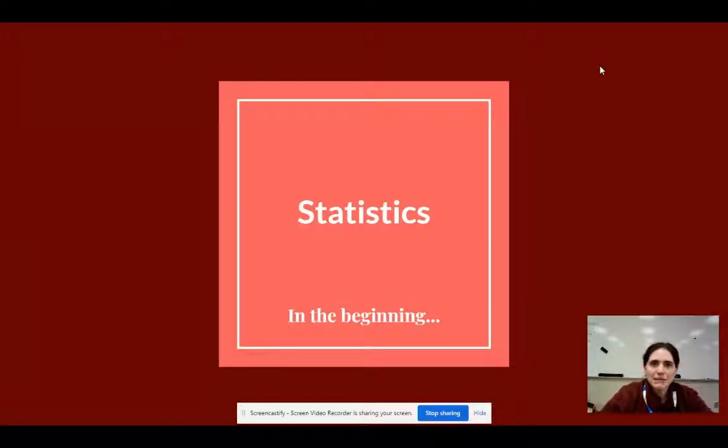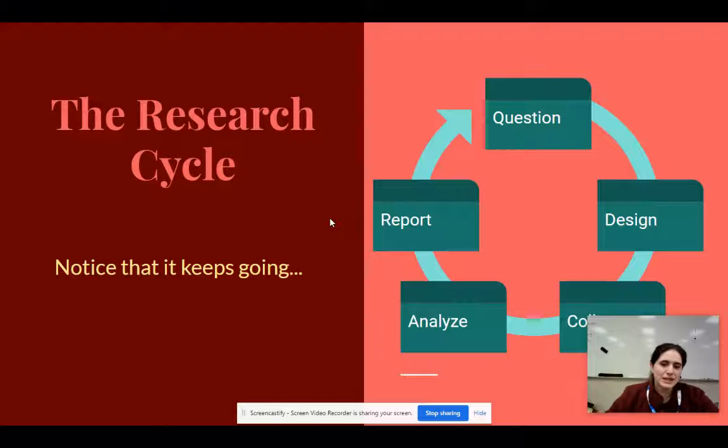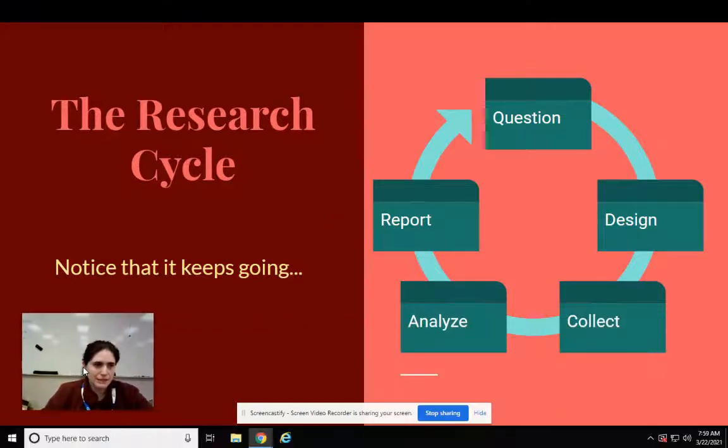So we're just getting back after spring break. This is the start of the fourth nine weeks, and it's also the start of a new unit. In this case, it is our statistics unit. So, statistics in the beginning. Okay, so the first thing we're going to look at is the research cycle.